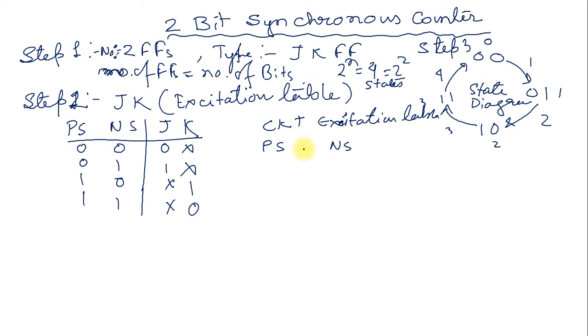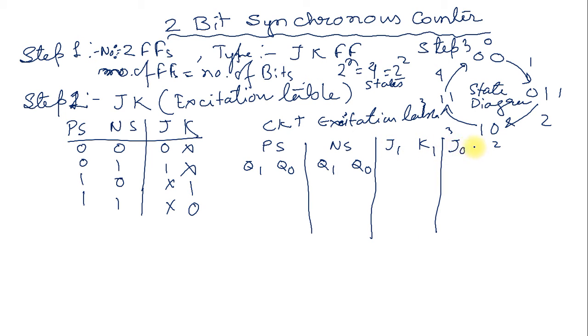So here PS and NS also have two combinations. So Q1, Q0. Here also Q1, Q0, and here J1, K1, and J0, K0. So 2 variables, so 4 combinations are there. 0 1 1 0 1.